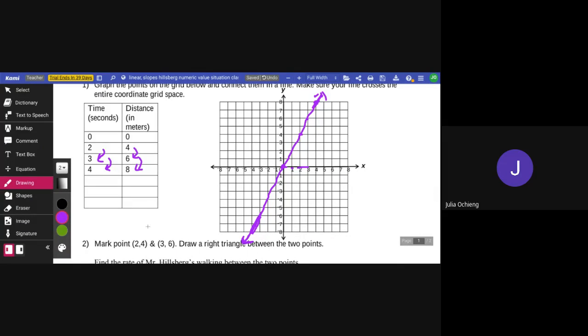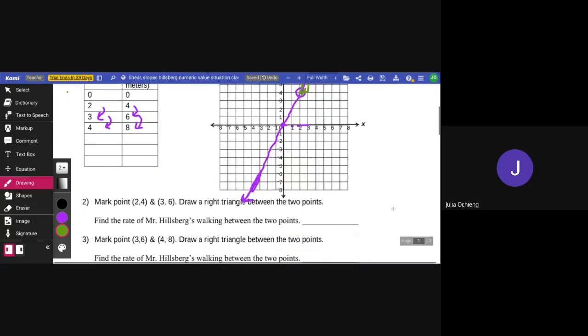Mark points, so number 2 says mark points 2, 4, and 3, 6. So 2, 4 is right here, and 3, 6 is right here. Draw a right triangle between the points. So that means I'm going to draw from that point to that point. To even change that color. There we go. Find the rate of Mr. Hillsberg's walking between the 2 points.